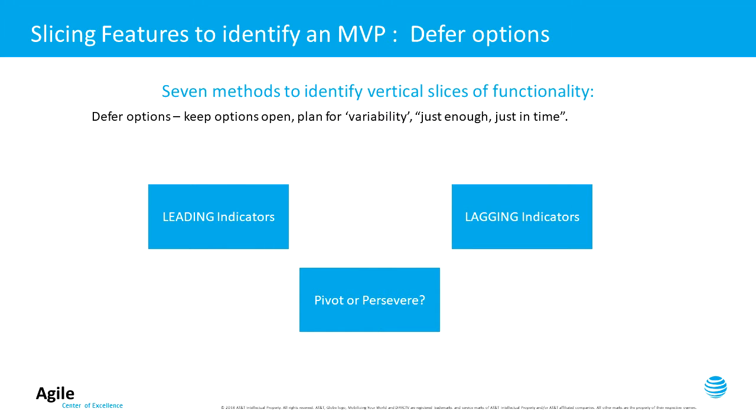So now that we've chosen the work that we're going to do, that slice that we're going to pursue as our minimum viable product, how do we keep it as small as possible? This bullet is to defer options, keeping those options open so that we can plan for variability in the future as we learn enough, so that we're building just enough now and just in time later. When deferring options, you can implement just that minimal, delightful experience.